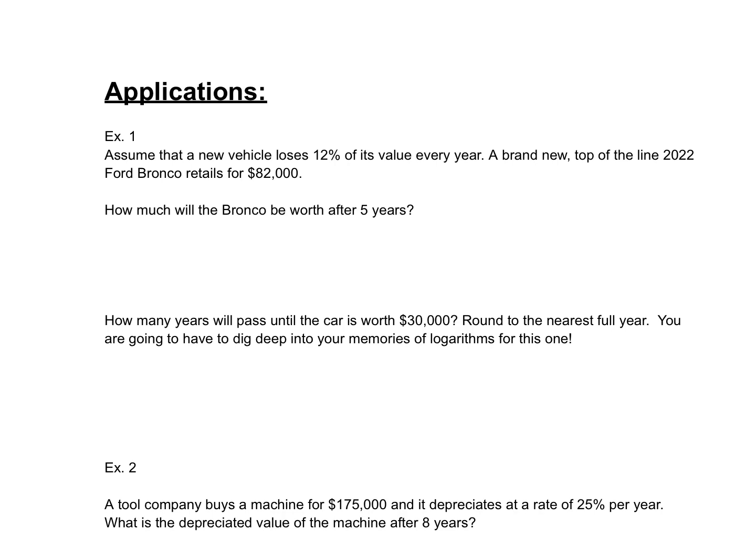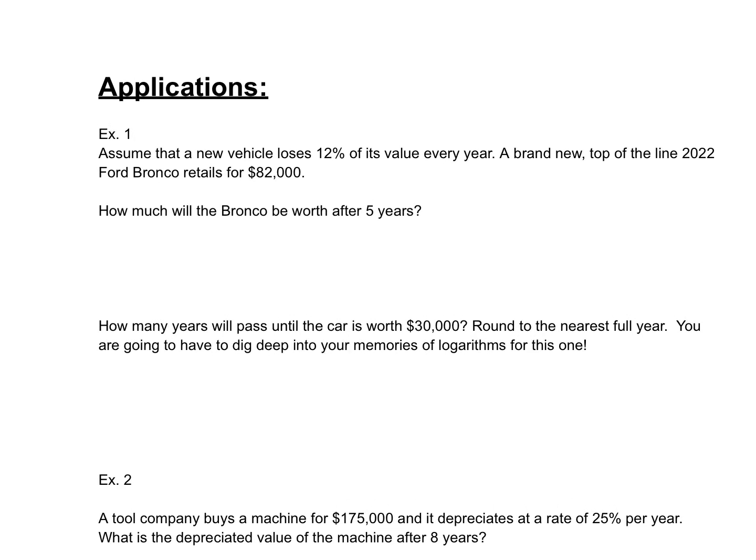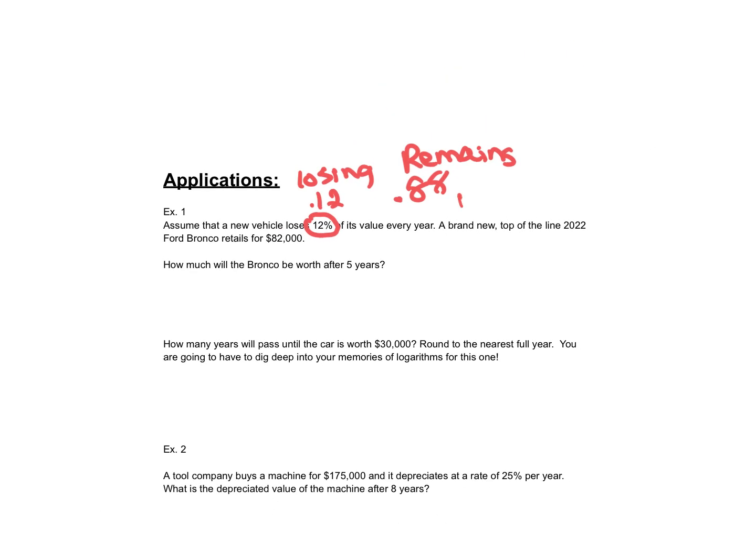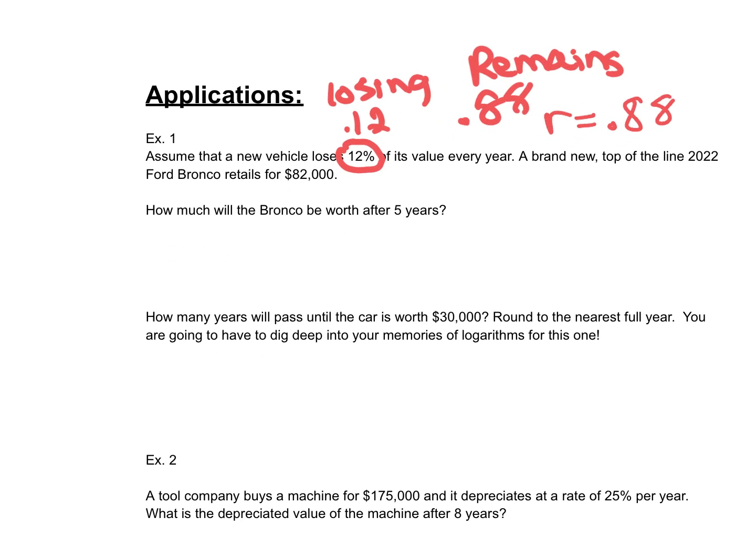Okay, so a couple of key things here. We know that our Bronco is losing 12%, which is 0.12. That's how much it's losing. However, if it's losing that much each year, it is still remaining at 0.88, the value that still remains every year. Okay, so when we go to do this, our rate is not going to be 0.12. Our rate in this case is going to be 0.88.